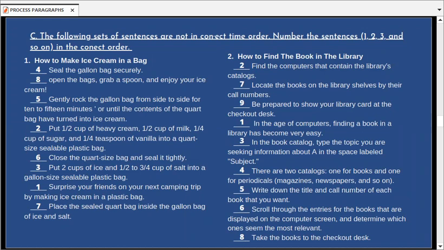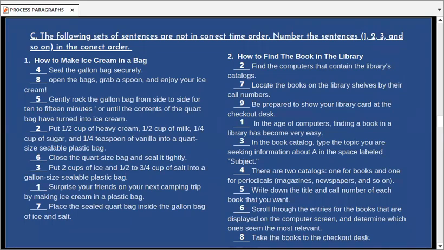Question 2. How to find a book in the library. Find the computers that contain the library's catalogs. Locate the books on the library shelves by their call numbers. Be prepared to show your library card at the checkout desk. In the age of computers, finding a book in the library has become very easy. In the book catalog, type the topic you are seeking information about in the space labeled subject. There are 2 catalogs, 1 for books and 1 for periodicals, magazines, newspapers, and so on.